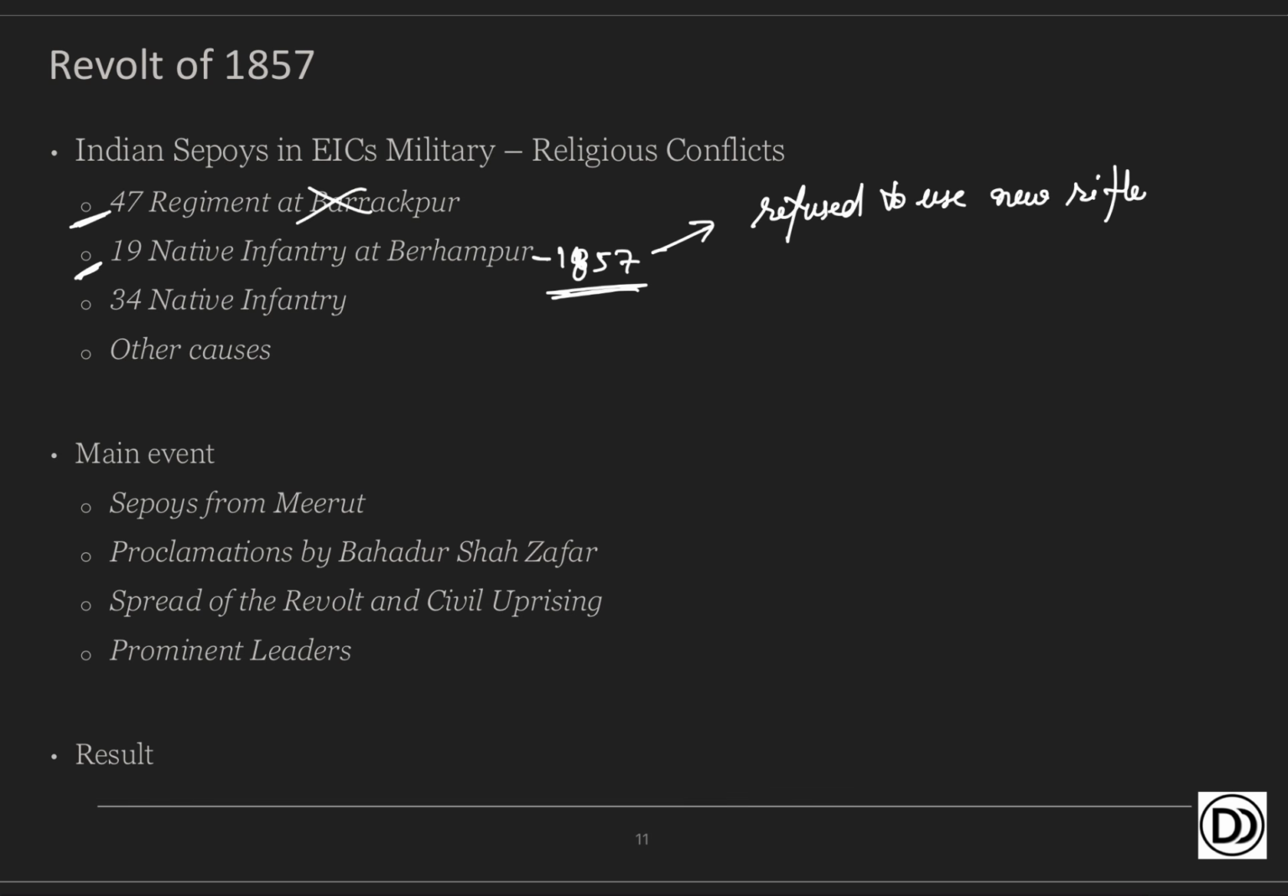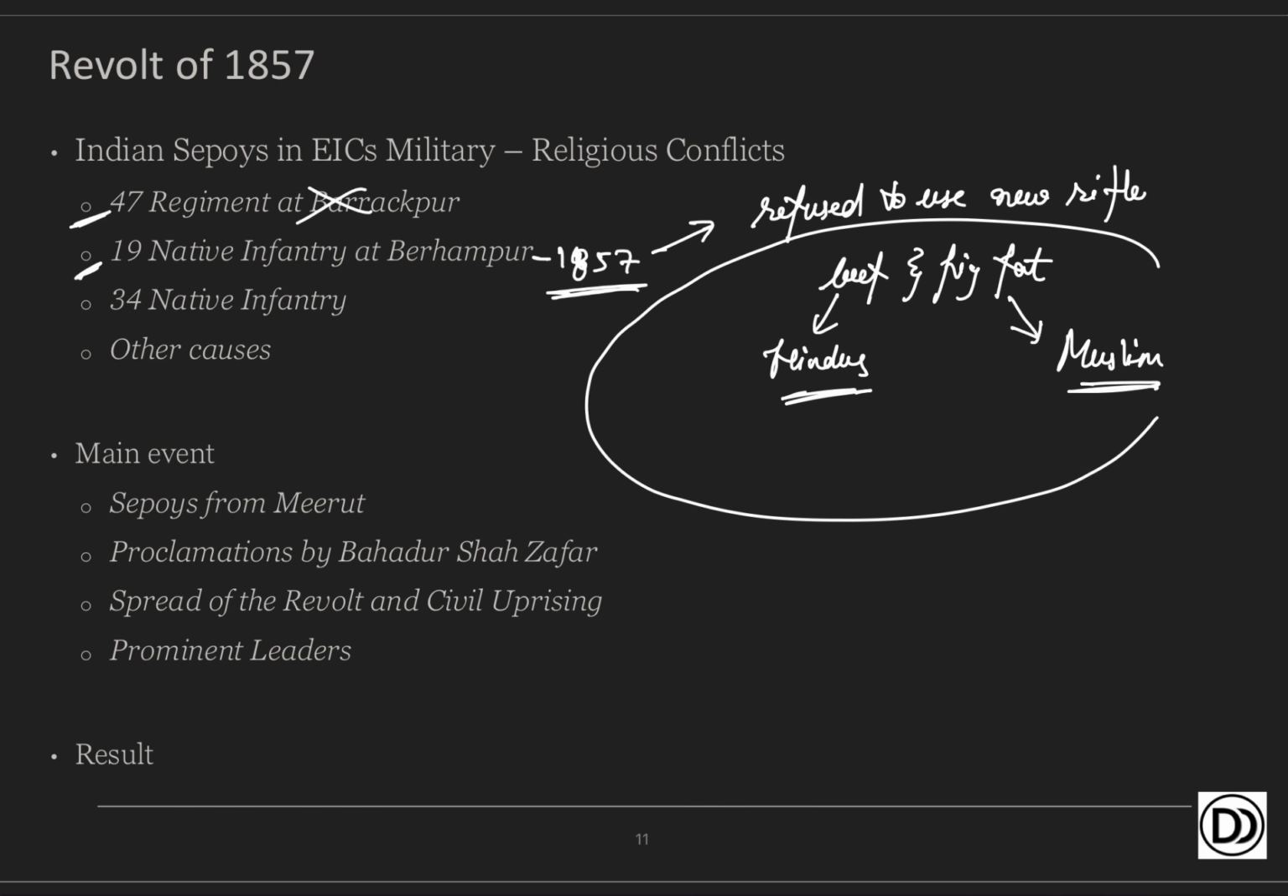If you have a confusion, now there used to be a kind of grease in the cartridges. This grease was used for the protection from moisture and humidity. And this grease was made of beef and pig fat. Beef and pig fat. So it was a huge thing for Hindus and Muslims. So because of this, infantry at Berhampur refused to use these new rifles.